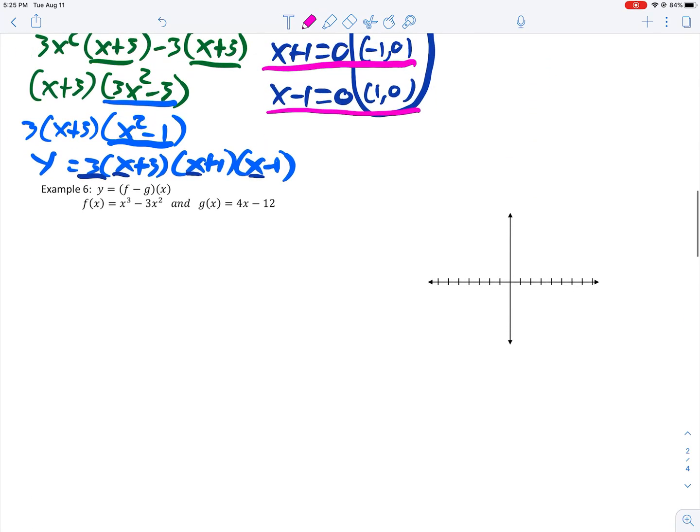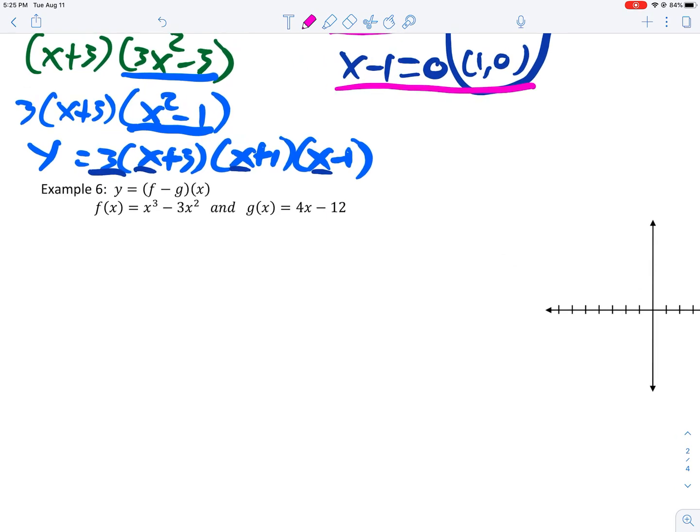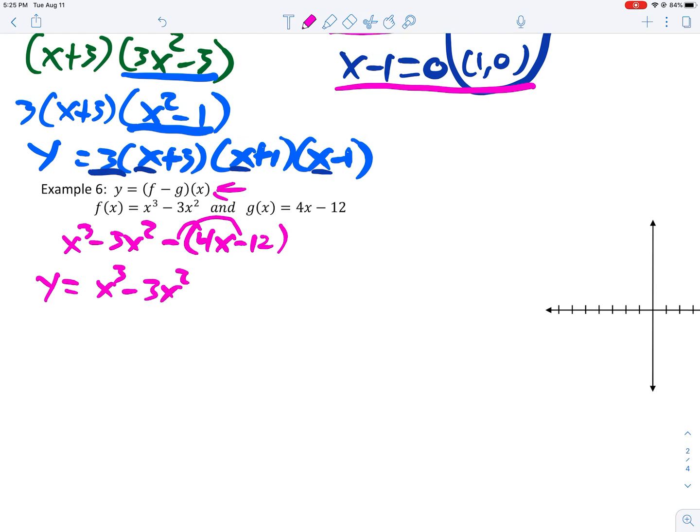All right, example 6, last one. So again, kind of weird notation. So the f minus g, right there where the purple arrow means, you're going to subtract the 2. So we're going to have x cubed minus 3x squared minus 4x minus 12. Don't forget, you're going to have to distribute the negative. So y is going to equal x cubed minus 3x squared minus 4x plus 12.